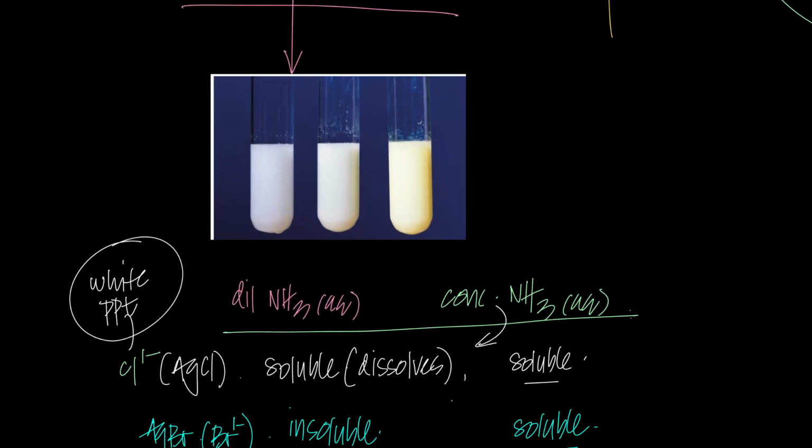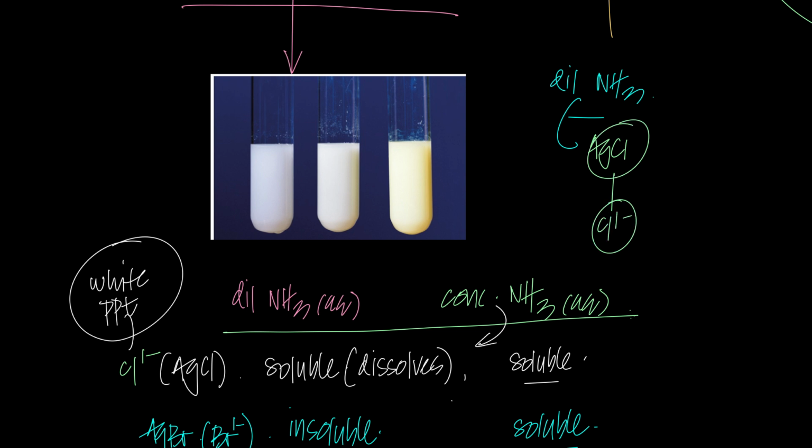So if I take these 3 test tubes, and in the first case, I add dilute ammonia to it, and it dissolves immediately, what does that mean? It means that this was AgCl, aka this was the chloride ion. In this solution, you had the chloride ion. But if I add conc ammonia, and it still dissolves, again, it's the same thing. If with dilute it dissolves, and with conc it also dissolves.